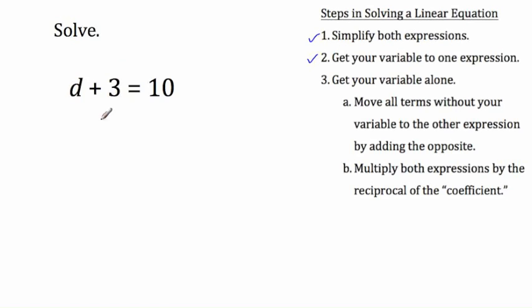Taking a look at the expression with our variable, we can identify terms here. Remember that terms are things being added. Here we have addition, so the terms are d and 3, because those are the two things that are being added. We need to move the terms without our variable to the other expression by adding the opposite. d is a term that does have our variable, so we're not going to do anything with it. 3, on the other hand, is a term without our variable, so we're going to move it to the other expression by adding the opposite. The opposite of 3 is negative 3, so we're going to add the opposite of 3 to both expressions.